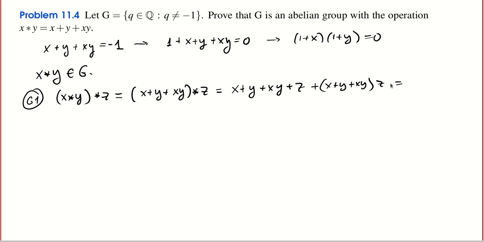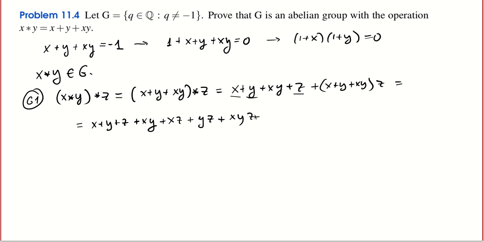And if we expand this and order it a little bit, you have x plus y plus z, right? So these two and this. Then you have here xy, then xz, and then yz. And finally, you have xyz.